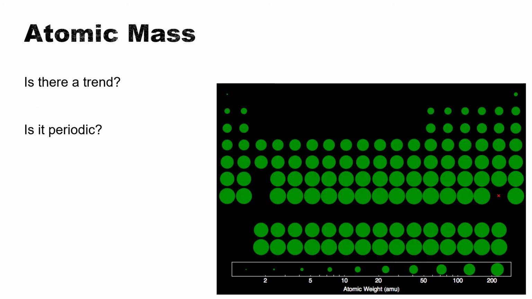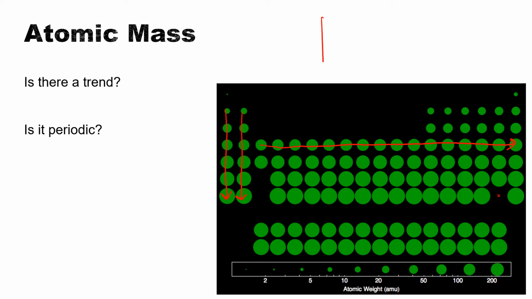So the last trend that we're going to be looking at is that of atomic mass. And so the image in the bottom right-hand corner is showing us different bubbles to represent increasing atomic masses. So if we look going down a group, we can see that pretty clearly the overall atomic mass is going to increase. Looking across the period, it is a little bit harder, but if you look really carefully, you'll see that as you move across the period, the circles are getting just a little bit larger.